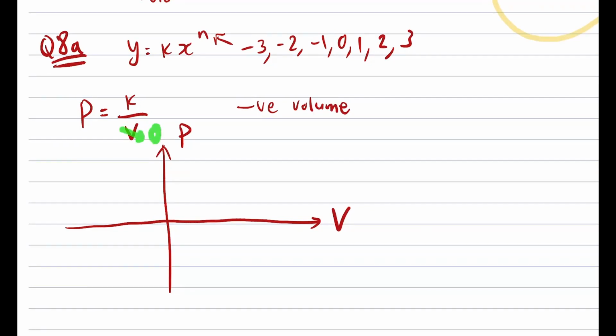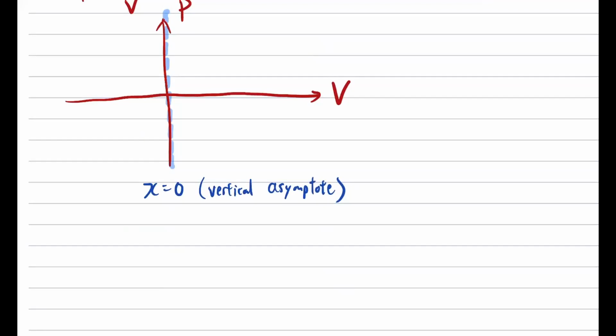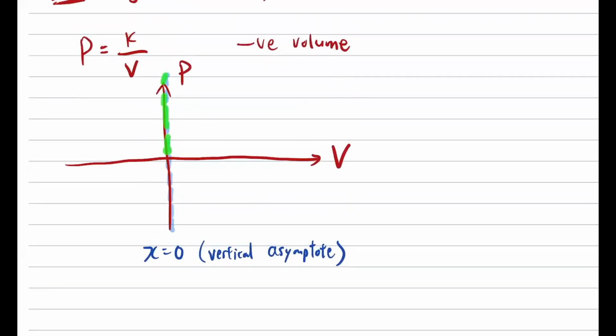No. Why can't we? Because here it's a divide by 0. Can you divide by 0? No, exactly. So that's why over here, what we call a vertical asymptote, V equals to 0. Vertical means up, down. So the graph cannot touch this asymptote.